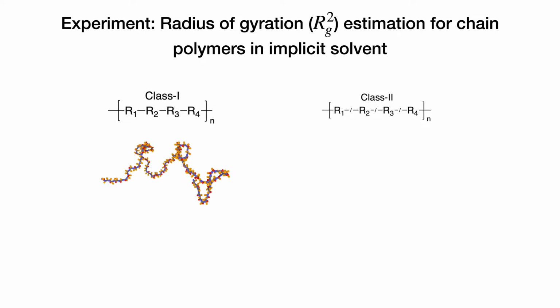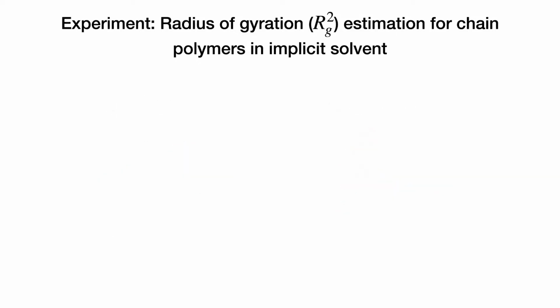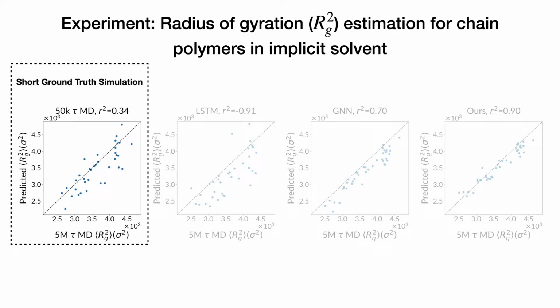We consider a challenge generalization task where we train on class 1, regular polymers, and test on class 2, random polymers. Note the irregular structure in the circled area compared to the class 1 polymer. We train on 100 class 1 polymer trajectories of length 50,000 tau, and evaluate using 40 class 2 trajectories that are 100 times longer.